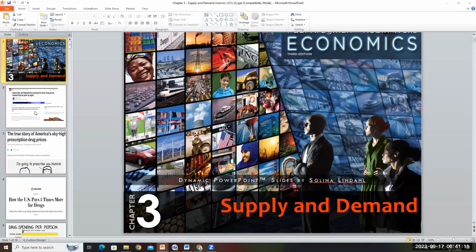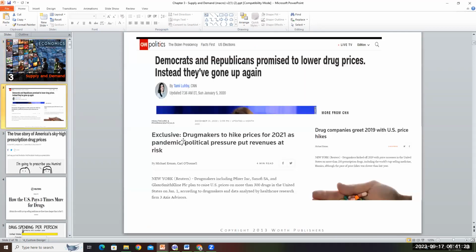So let's talk a little bit about supply and demand. And I'm going to start by talking about drug prices in the United States. Drug prices in the United States are exceptionally high. And from a political perspective, whether you're a Democrat, Republican, or any other branch of politics, everybody recognizes drug prices are too high, and everybody will tell you that they should be lower.